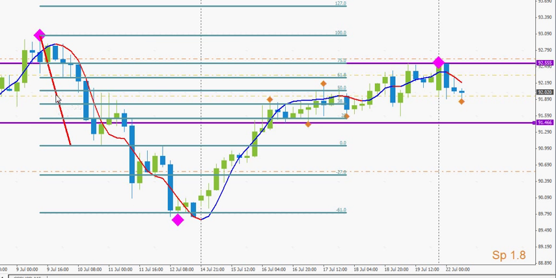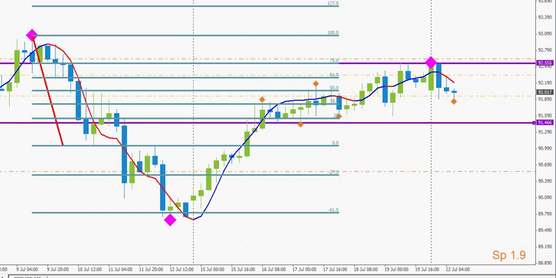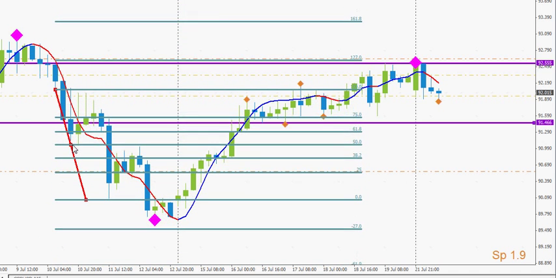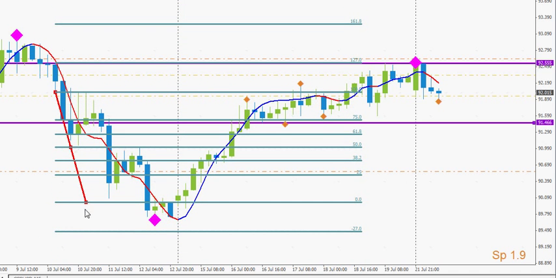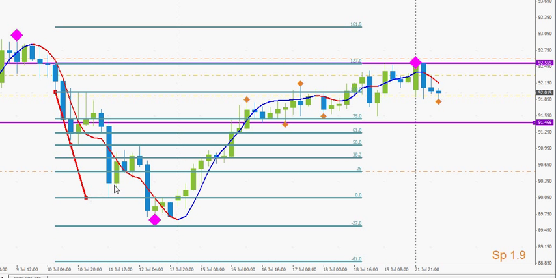Another bingo. Look at where price retraced. Price retraced from there to what again? 50% of that move, the high to the low. And you can see that's a beautiful way.